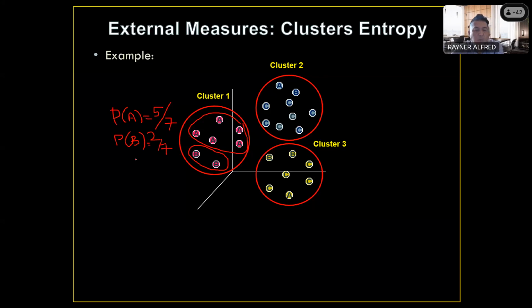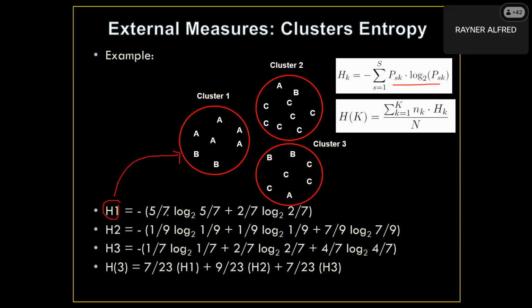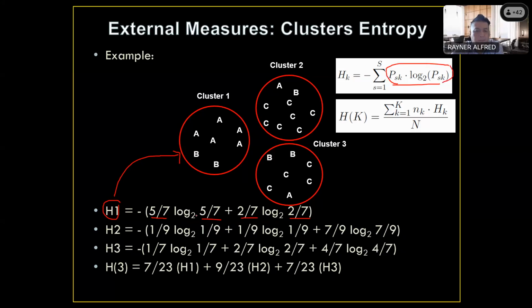Okay, so we use these probabilities to form the entropy measurement. Okay, so the formula is here. So this one is actually the entropy for this cluster. This is the probability of having A, and this is the probability of having B. So we use this formula. Okay, we use log base 2. Okay, so we get some value here.